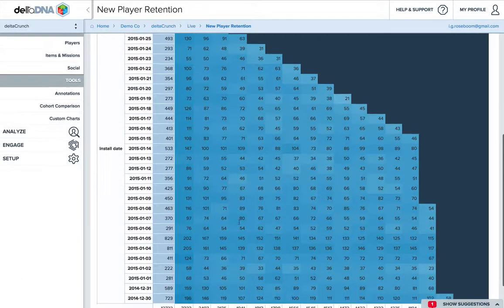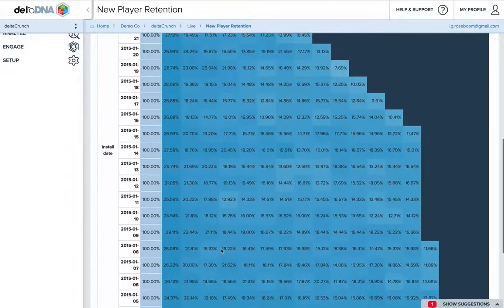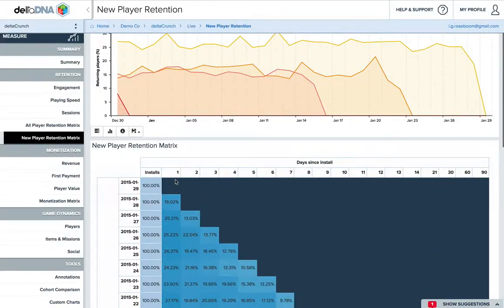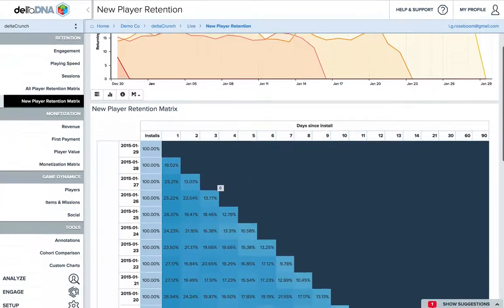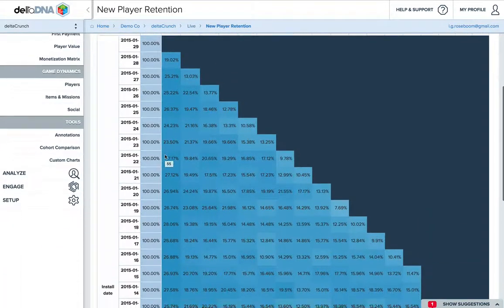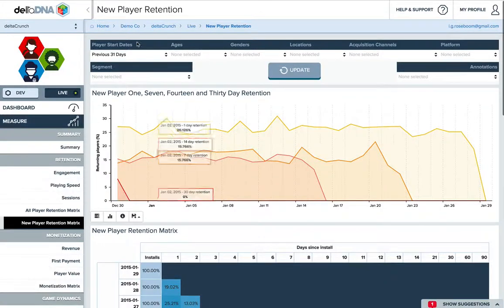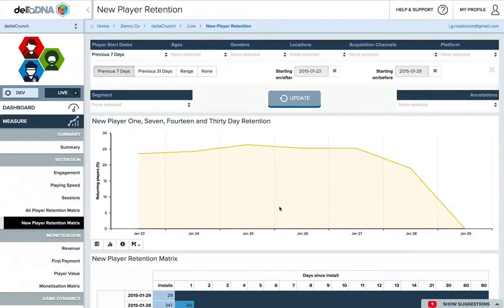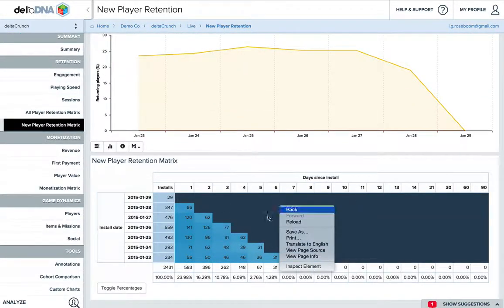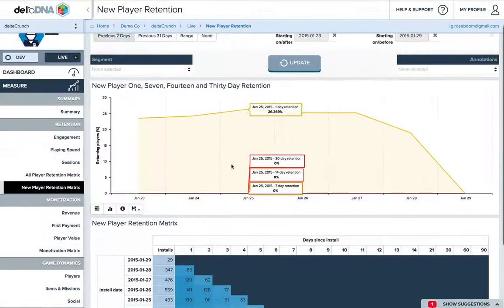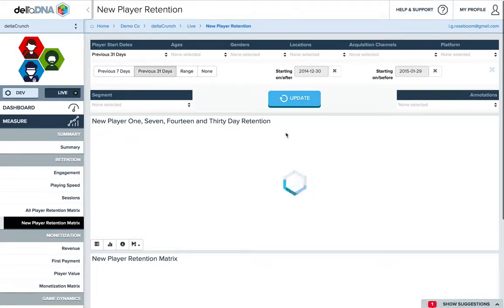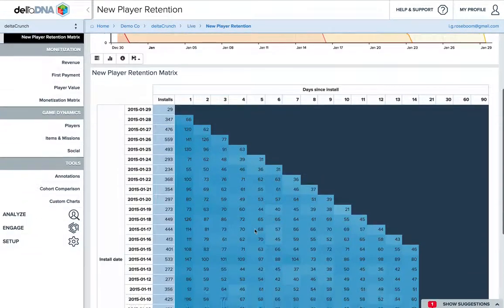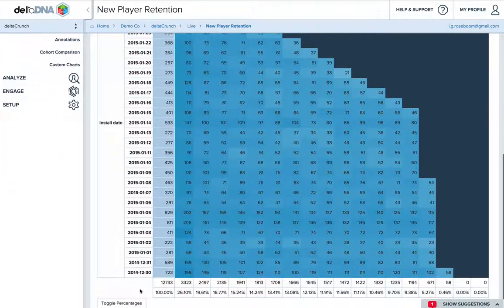You can see the raw numbers here, or you can toggle to see the percentages, and then now we're looking directly at our day 1, 2, 3, 4, etc. retention across all of the install dates that we want to look at. And of course, you can control that at the top by choosing 31 days or 7 days or any date range that you like. Of course, 7 days is a bit too short to populate this very much, but this is a good way to see if your retention is changing a lot, if there's good days, if there's bad days, for players to install on.